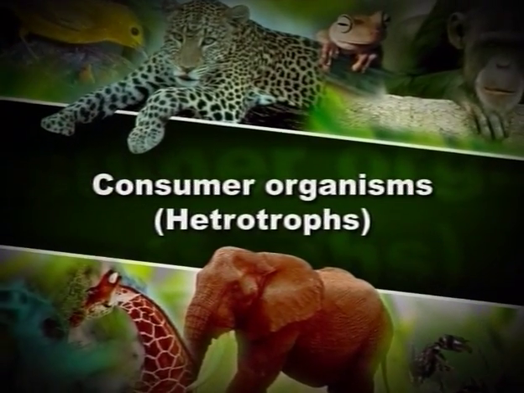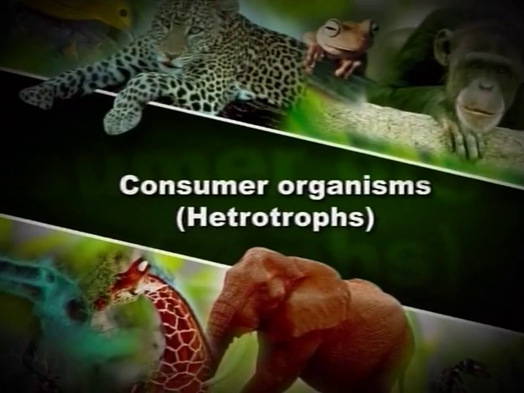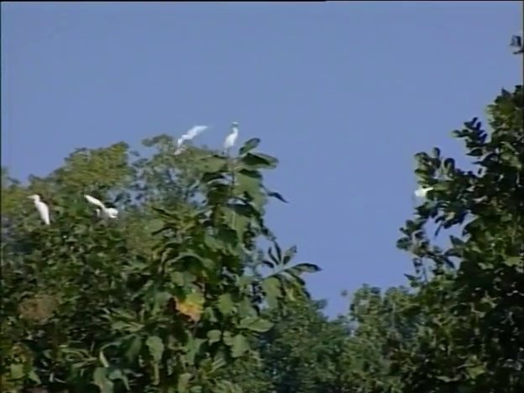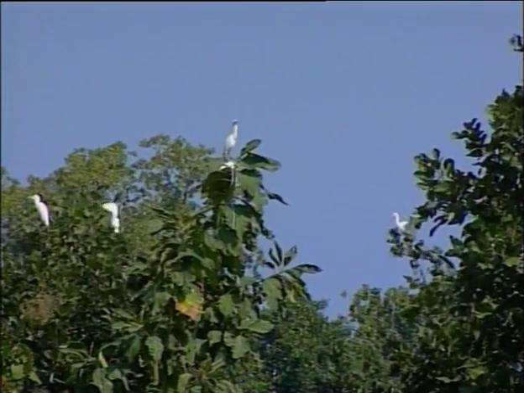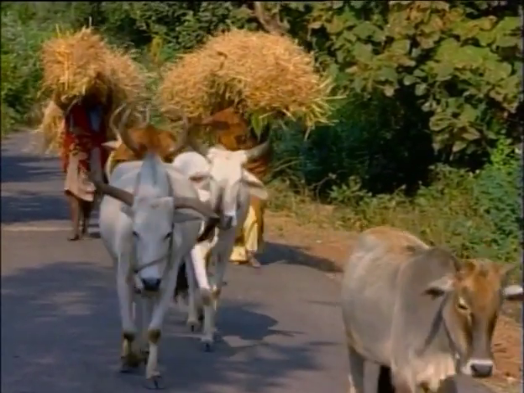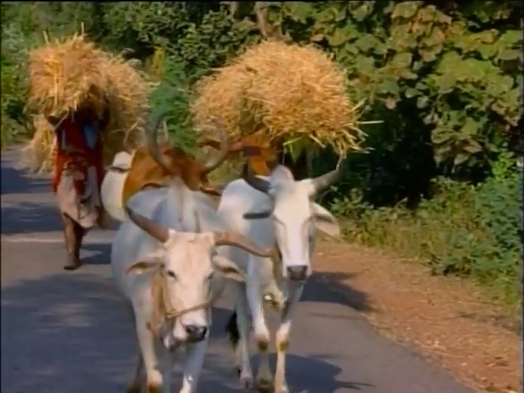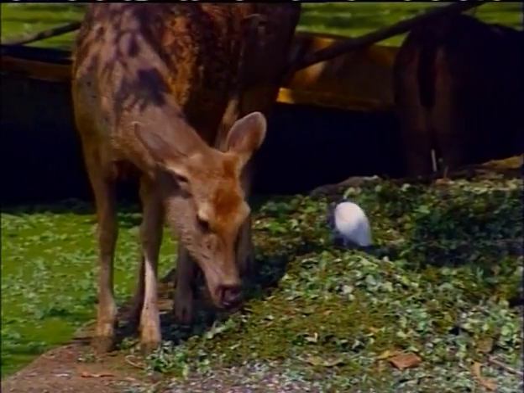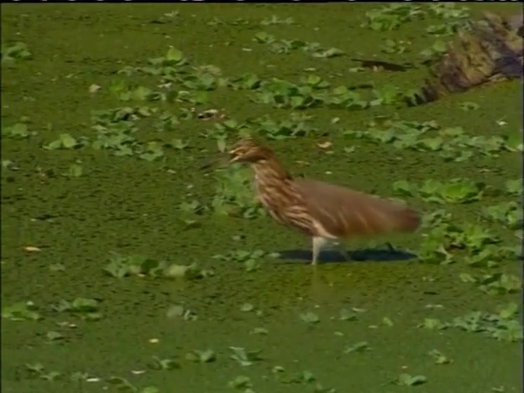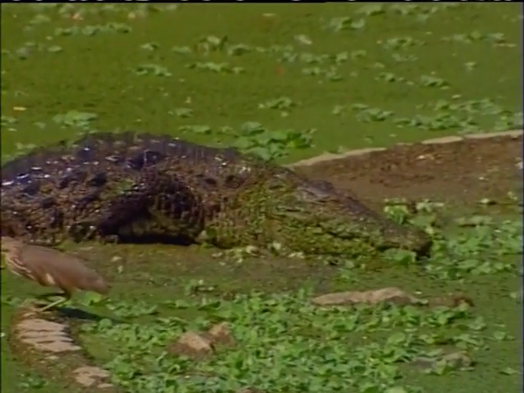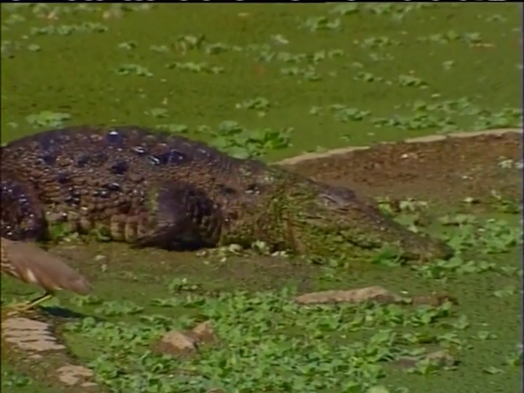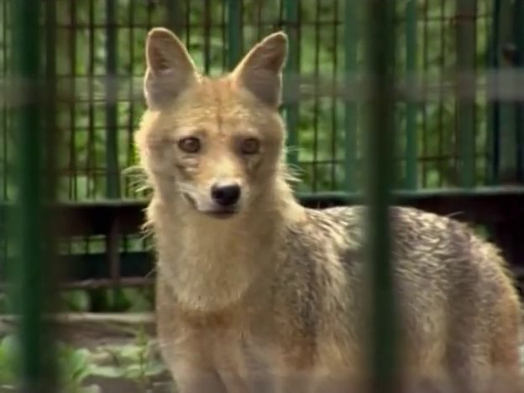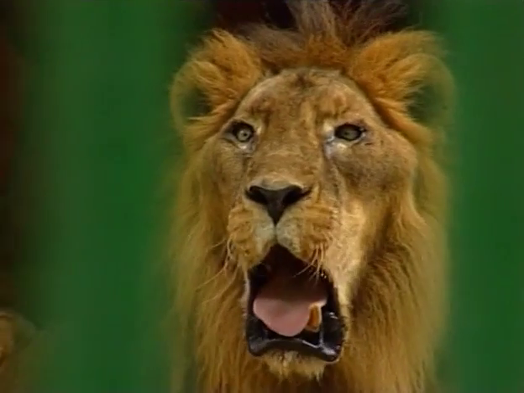Consumer organisms, heterotrophs. These are mainly the animals. They are unable to synthesize their food, so they utilize materials stored by the producers or even consume other organisms. On the basis of that, consumers are further subdivided into three types: primary consumers or herbivores, secondary consumers or carnivores, and tertiary consumers.